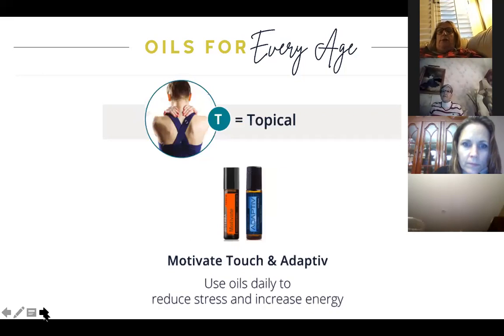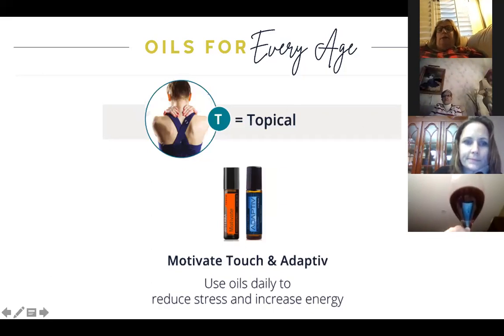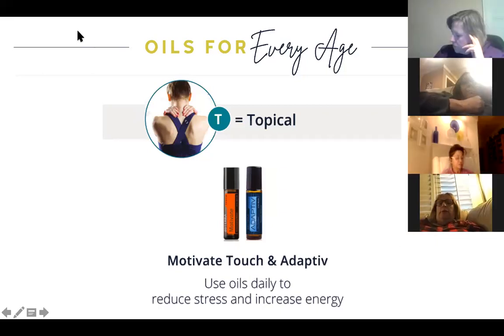So something like Motivate to really help to motivate you on a daily basis, or Adaptive, which is going to help to support those emotions, dealing with anxious feelings and things like that, can be very, very supportive. Reducing stress and increasing energy. Our oils are always a great way to use our essential oils.